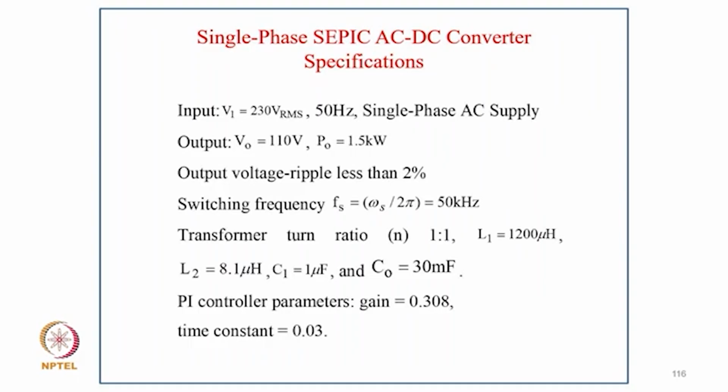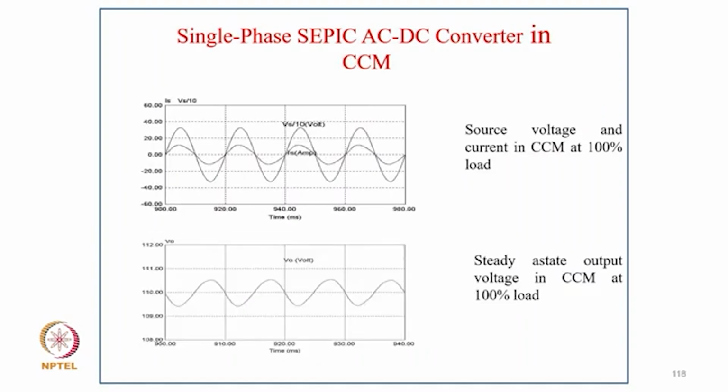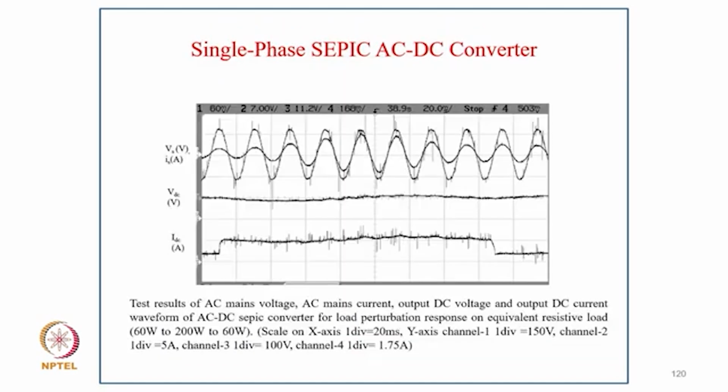Transformer turns you take 1 to 1, and L1 is taken 100 microhenry, L2 is 8.1 microhenry, C1 is 1 microfarad, and CO is equal to 30 millifarad, and the control parameter gains are given here. So for the typical case of DCM, you can see supply voltage, supply current, and output voltage ripple less than 1%. And this is the performance comparison of CCM and DCM converters. Of course the current shape is a little better, and this is the comparison. You can see the THD of course is lower in case of CCM operation.